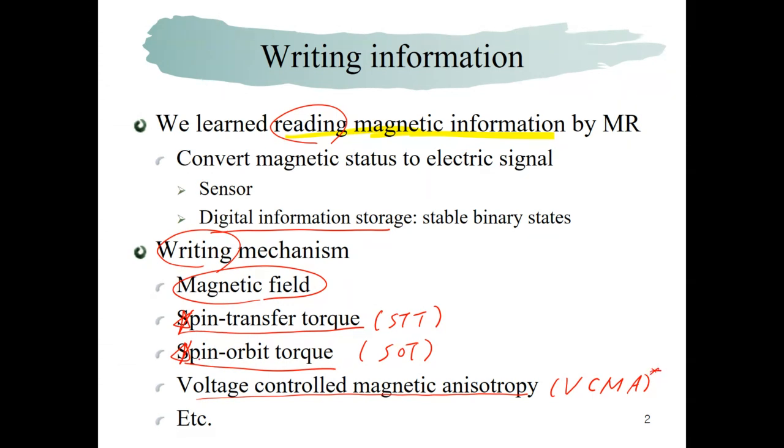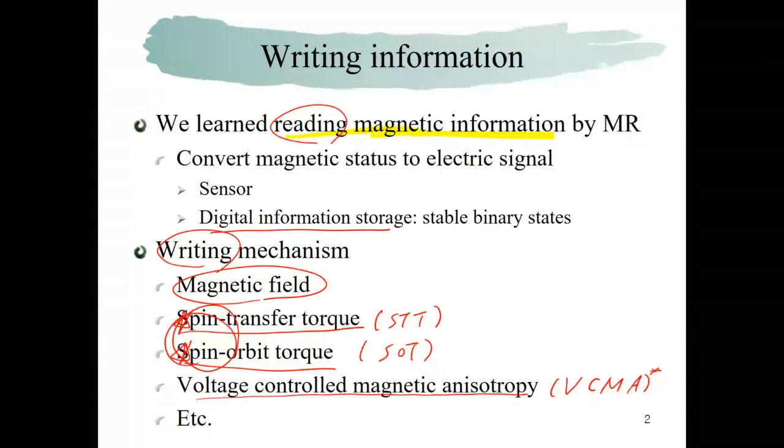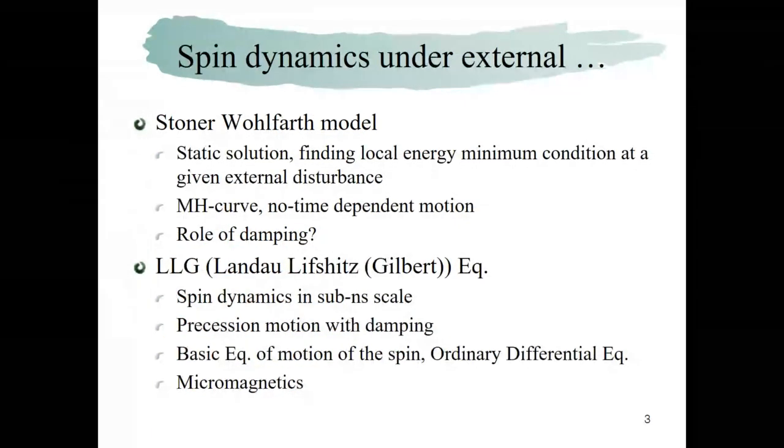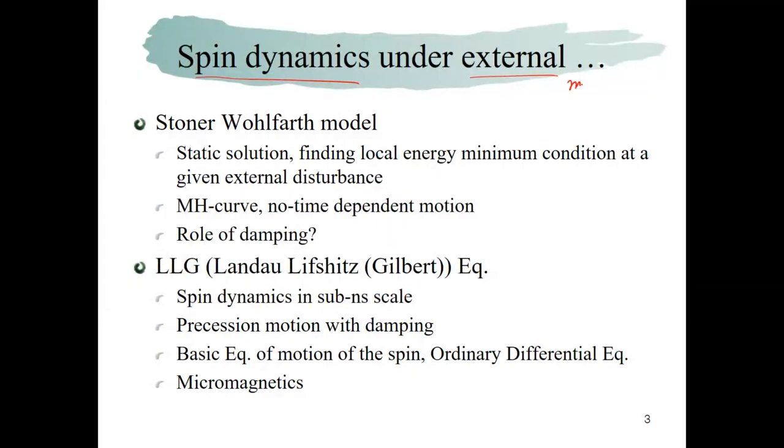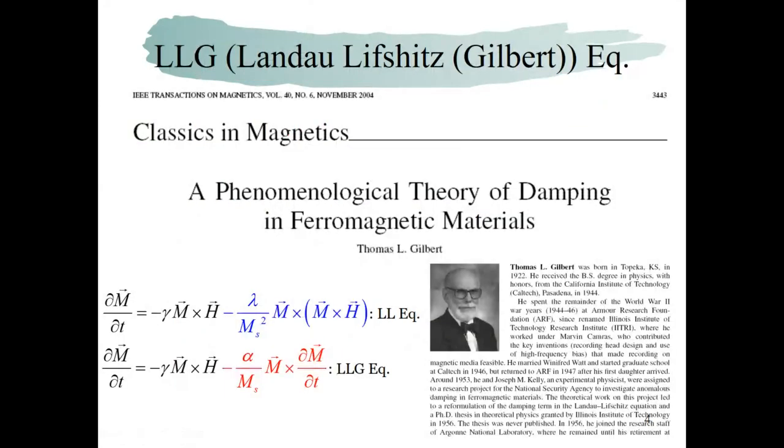Anyway, before learning this spin transfer torque and spin orbit torque, we need to understand spin dynamics. Yeah, the spin dynamics under the external influence, maybe it can be a magnetic field or STT or SOT. They are very common. We already learned about the Stoner-Wohlfarth model. So please remember the Stoner-Wohlfarth model.